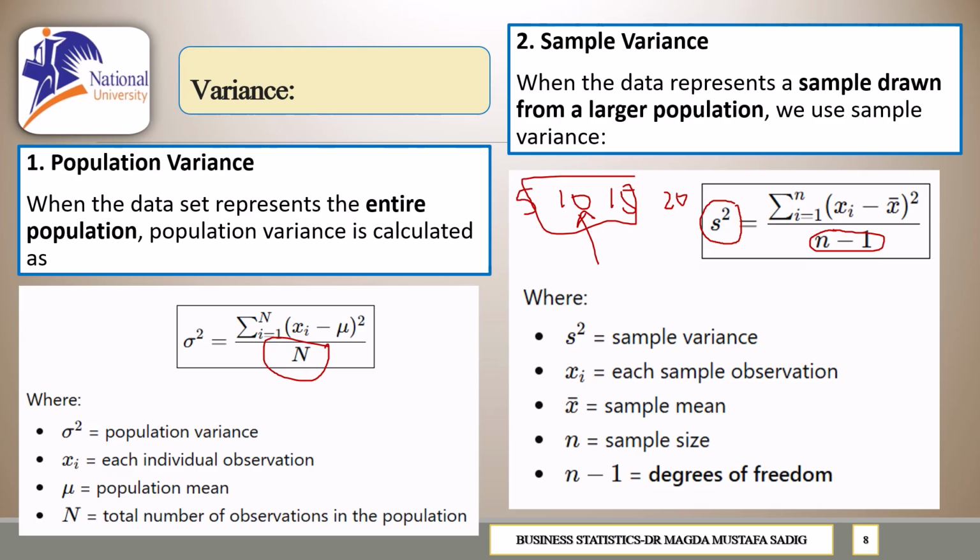So small n is the sample size. Here the sample size is 2. But if I have all this as the population, capital N will be equal to 4. We do the same. Observe that we also use X bar to represent the sample mean. So X bar is the symbol for the sample mean and mu is the symbol for the population mean.